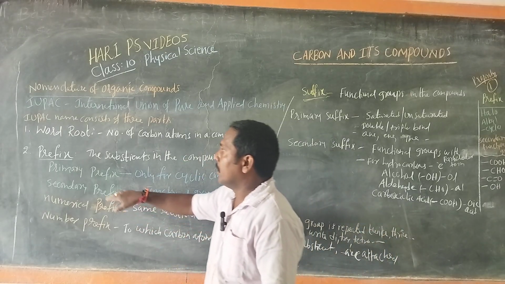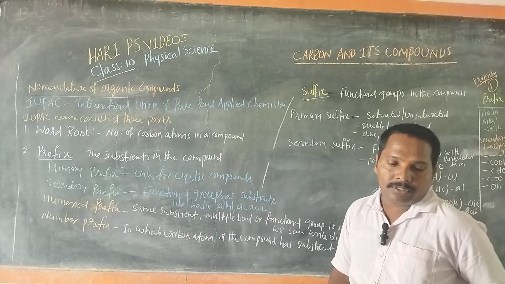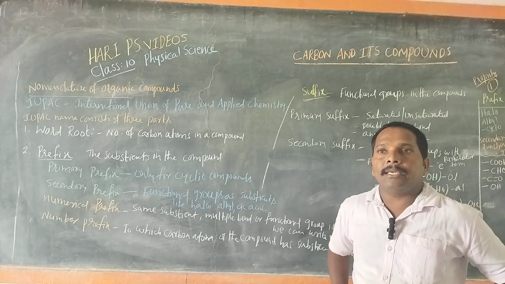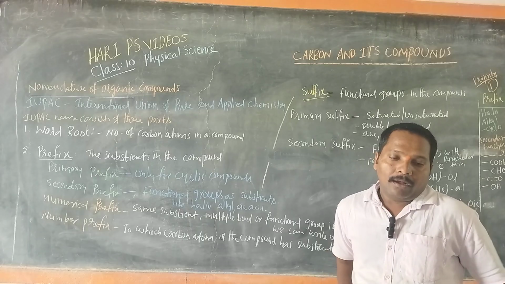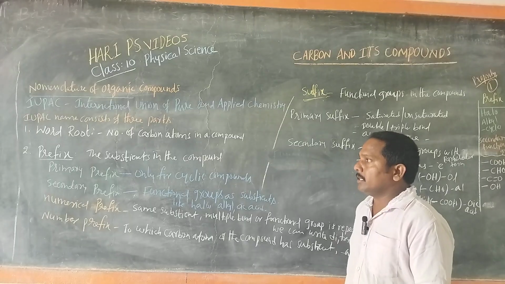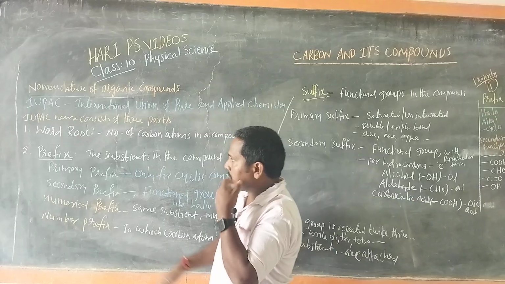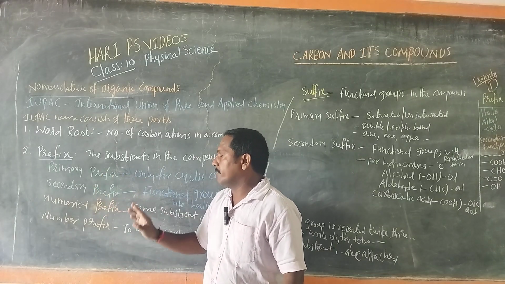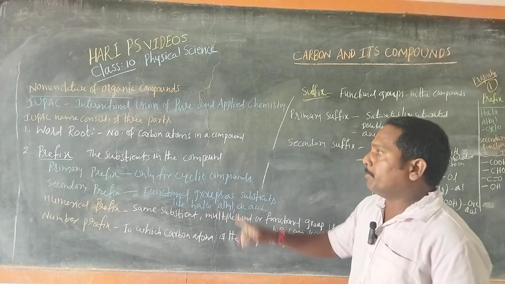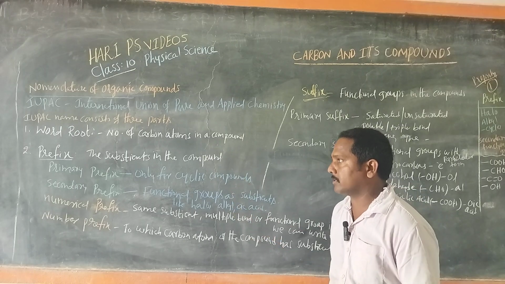Then coming to the next one, prefix. The prefix explains the substituents. Any substituents in the organic compound are shown as the prefix. These substituents are of four types, four categories: primary prefix, secondary prefix, numerical prefix, and number prefix.